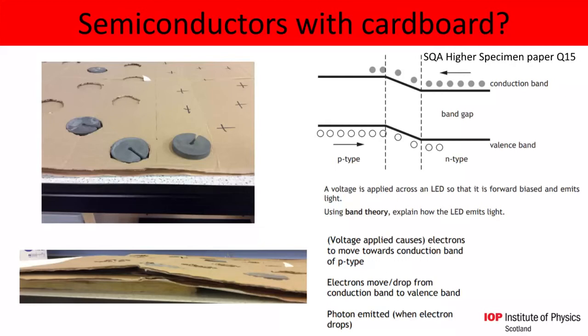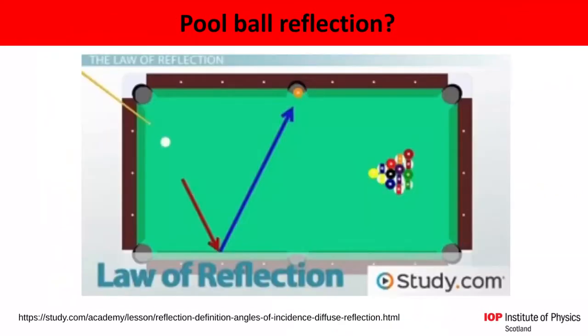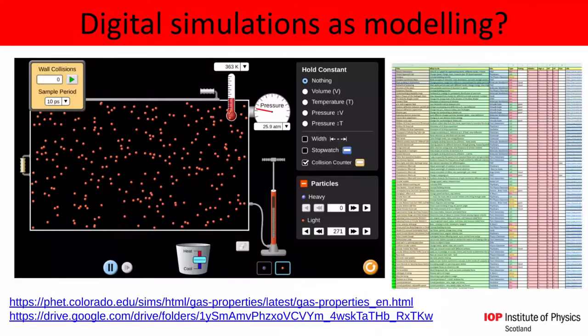Works really well with conduction with holes and electrons, but I'm less convinced of it as a good model of doped p-n junction diodes. Finally, pool ball reflection is a big no-no. This is a video on a website that does use it, but I don't think any of us, even with wave particle duality, would use snooker balls as a model of reflection.